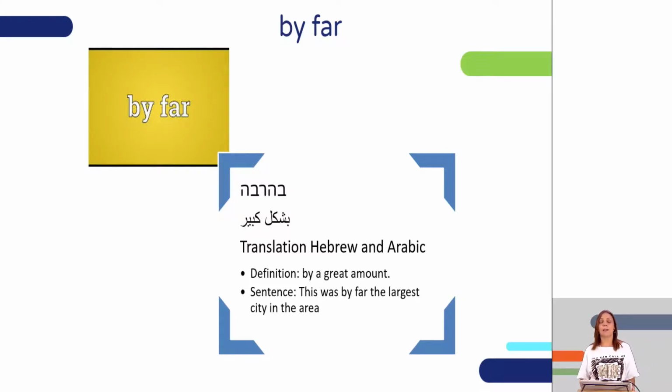The second word is by far. By far, like largely, by a large amount, and by a great amount. So, the definition of this word is, as I mentioned now, by a great amount. And we have here an example. This was by far the largest city in the area.